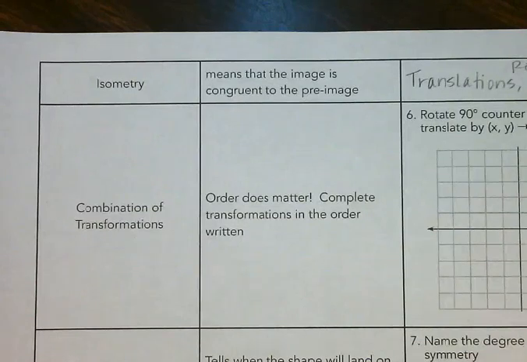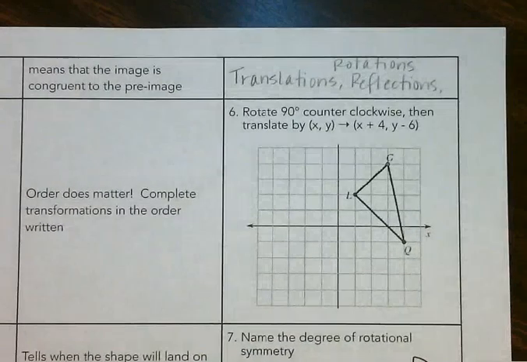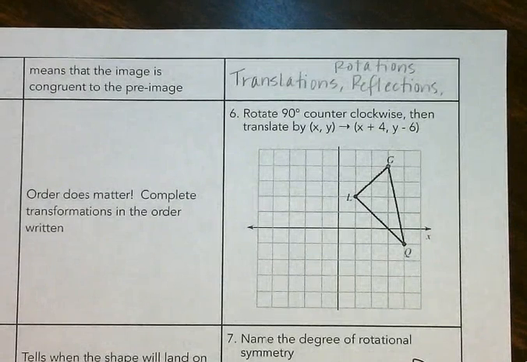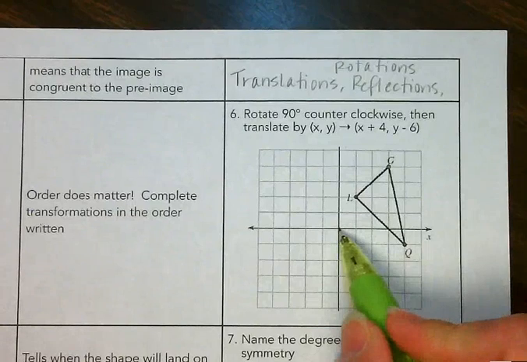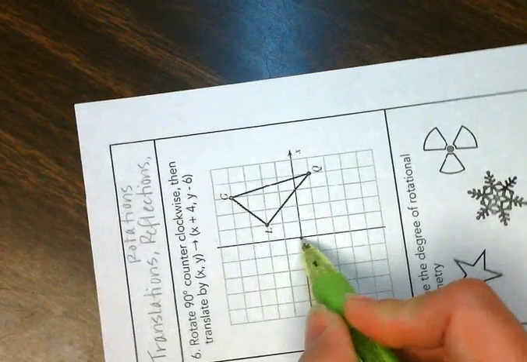Okay, combination of transformation. So what we're going to do now is put together more than just one transformation in a problem, and the order does matter. So the best thing to do is just go in the order that they're written. So for our example, we're going to rotate 90 degrees counterclockwise, then we're going to translate it.